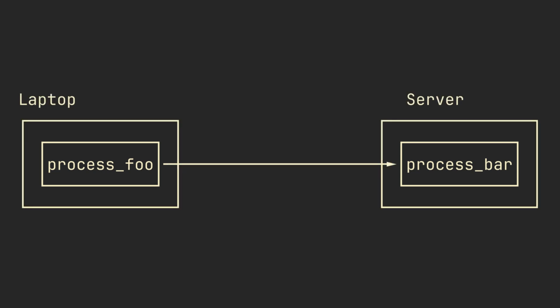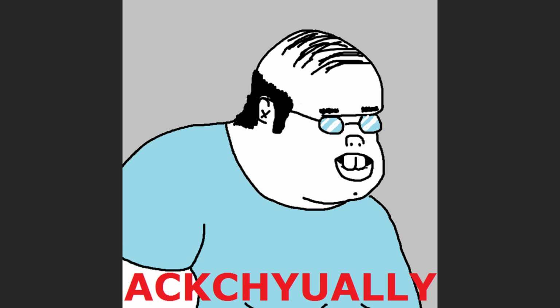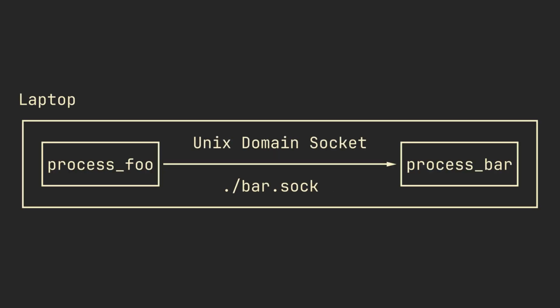If we have two processes that we want to communicate over our network, we can use TCP for that, and we will specify server's IP address and port. We can do the same on a single machine, but in this case, we will use loopback address instead of server's IP address. But actually, we can do the same using Unix Domain Socket.